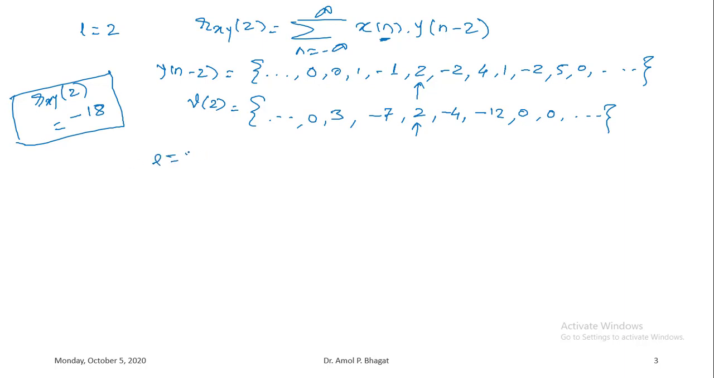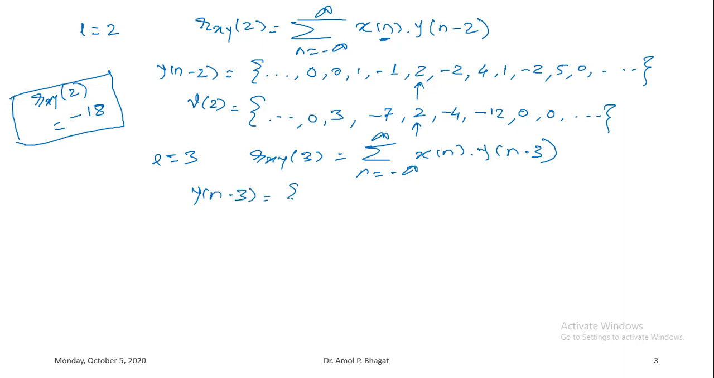Similarly for l equals 3, you will get again the formula Rxy of 3 equals summation n equals minus infinity to infinity x of n into y of n minus 3. Okay, so again this y of n minus 3 will be the same sequence you will be writing here, that is 0 0 1 minus 1. Okay, here the same sequence is there, only the origin will be, if you are comparing it with y of n minus 2, origin will be only shifted by one position here.